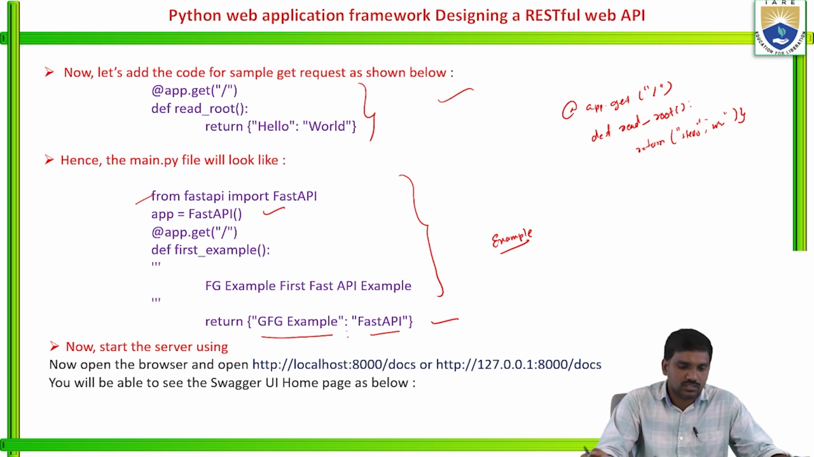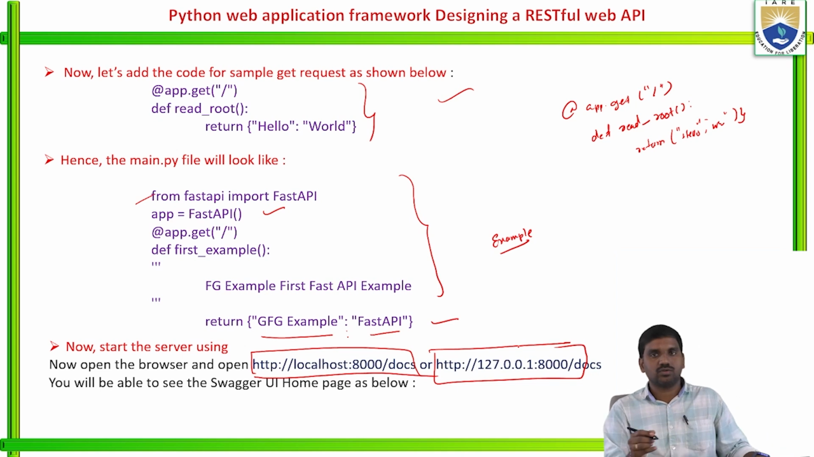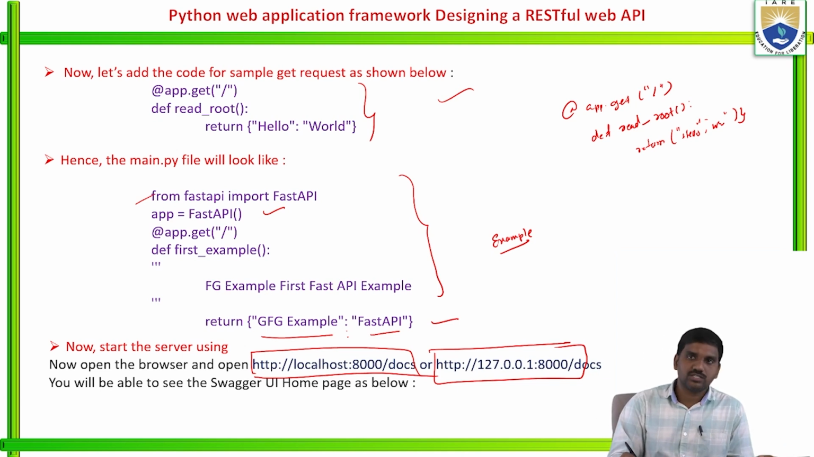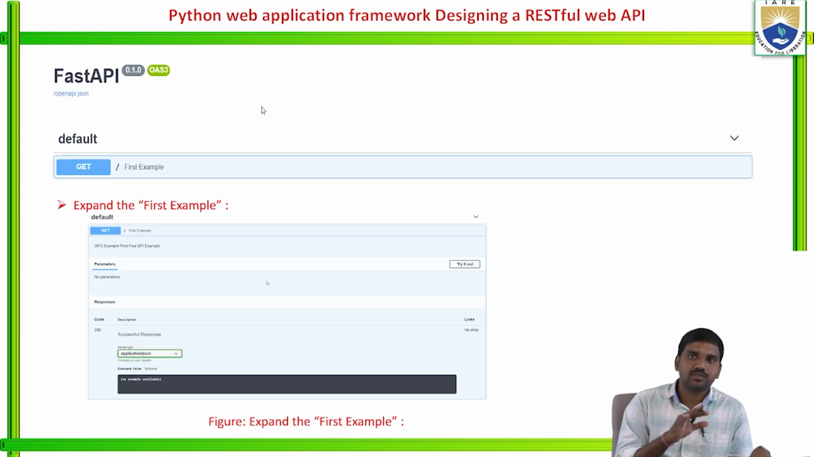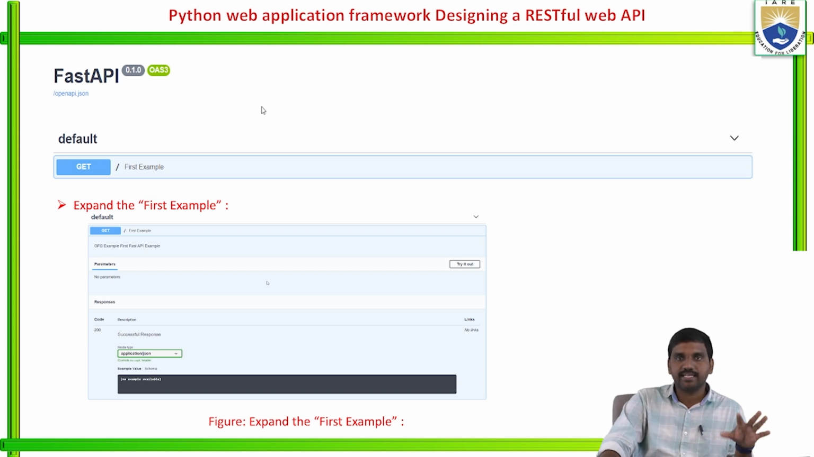Now open the browser using this URL, click on it, and you will go directly to the home page. You will be able to see the Swagger UI home page as below. This is the first example: after creating the GET command from the client, we can see the first example on the home page.